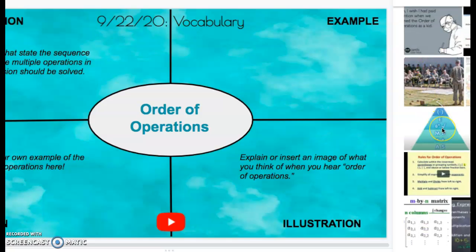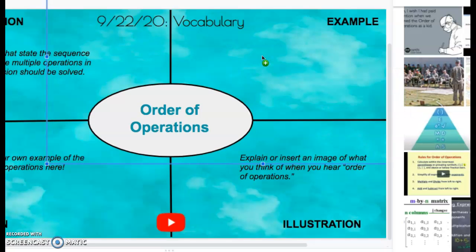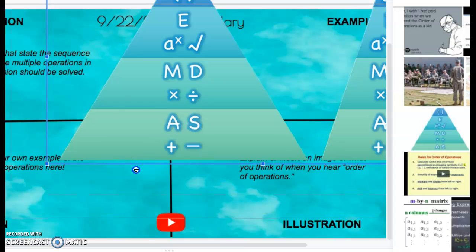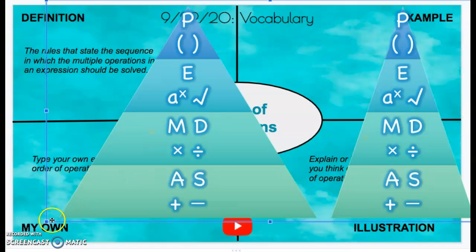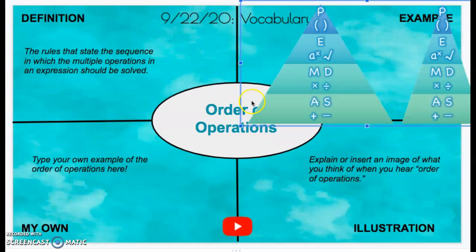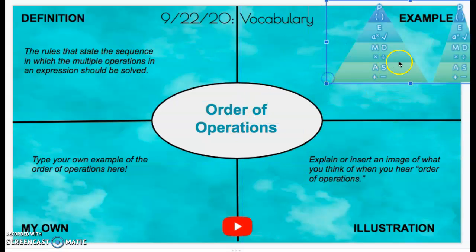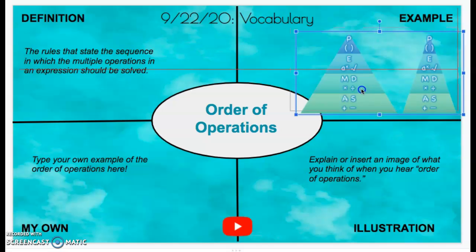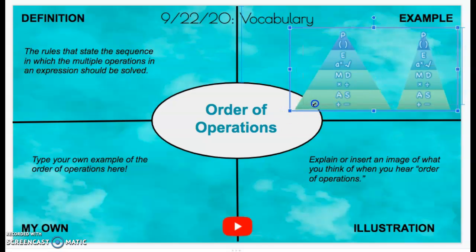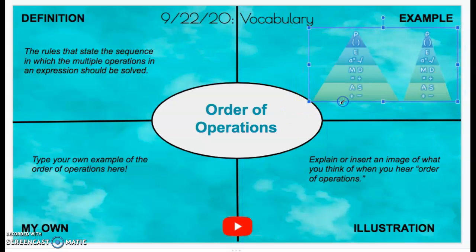So here's an example using our PEMDAS. So I'm going to pull this out here. Woo! It's a little big there. What I'm going to do, we have our parentheses, exponents, multiplication and division, addition and subtraction, kind of in a pyramid style. You do not have to use this if you don't want to, but you are more than welcome to if you would like.